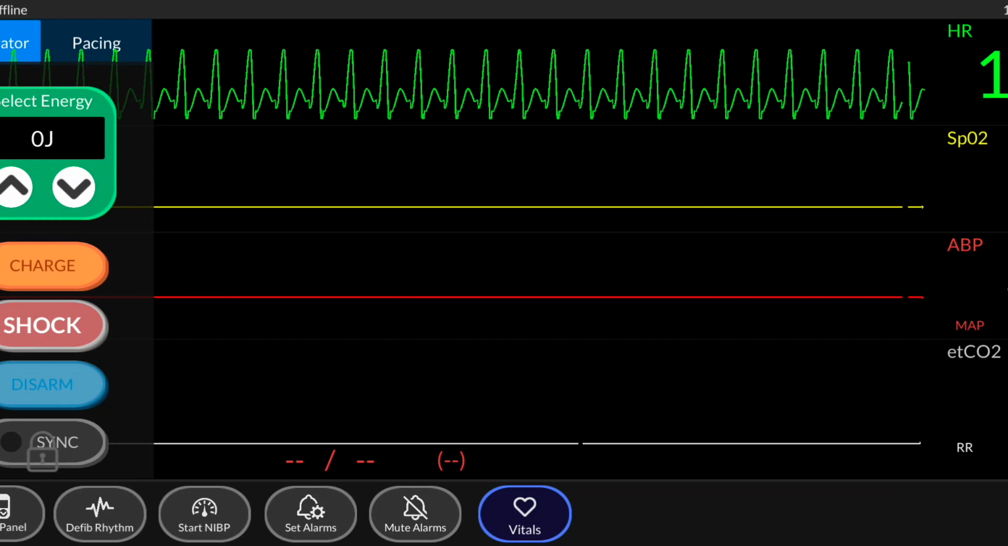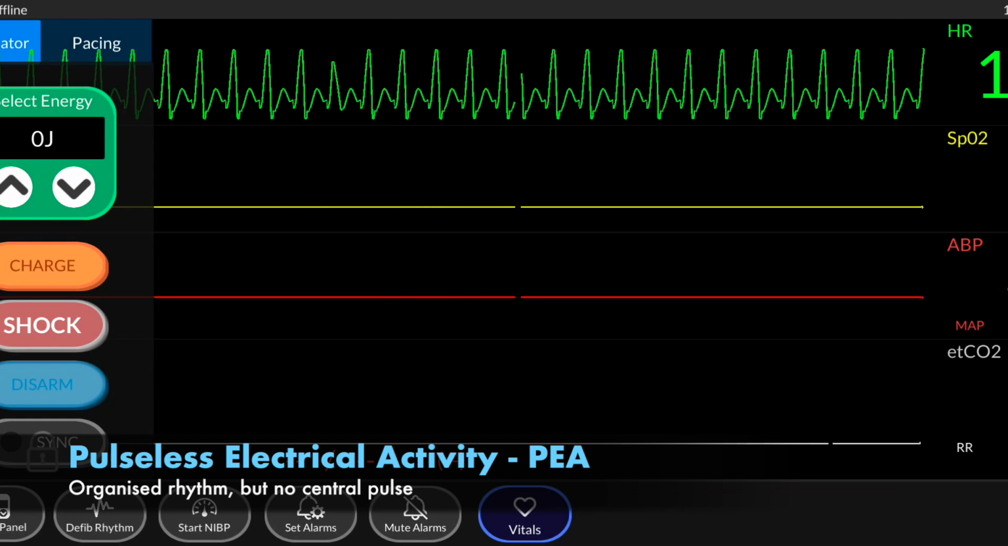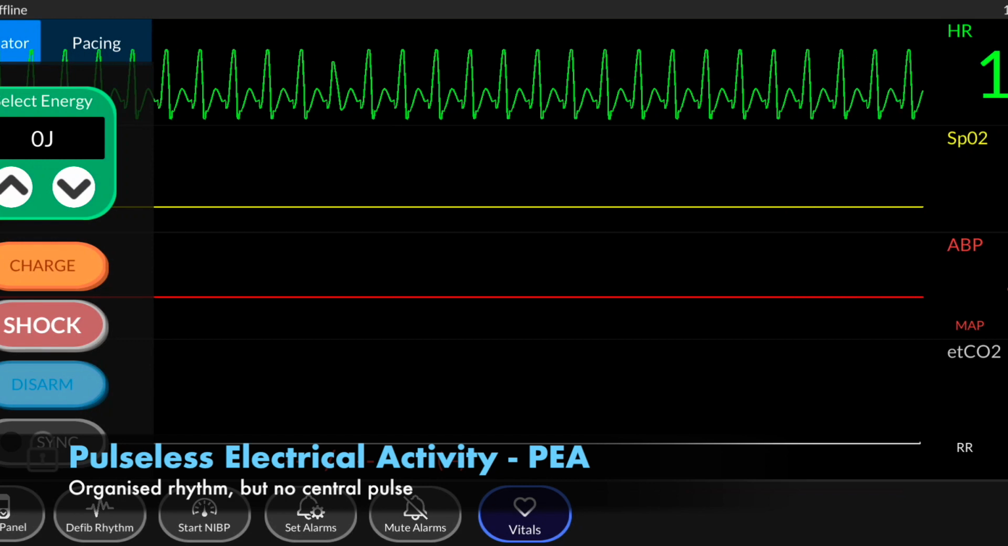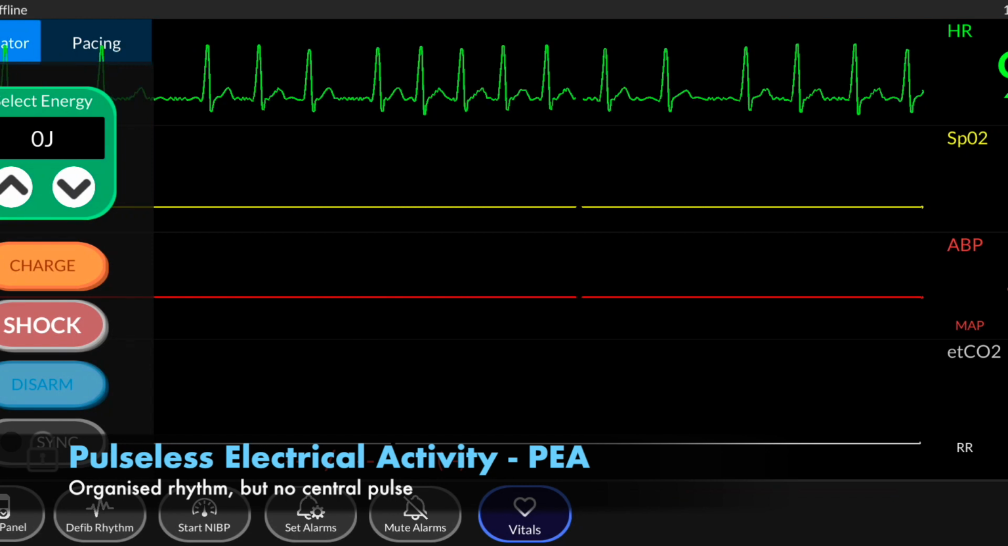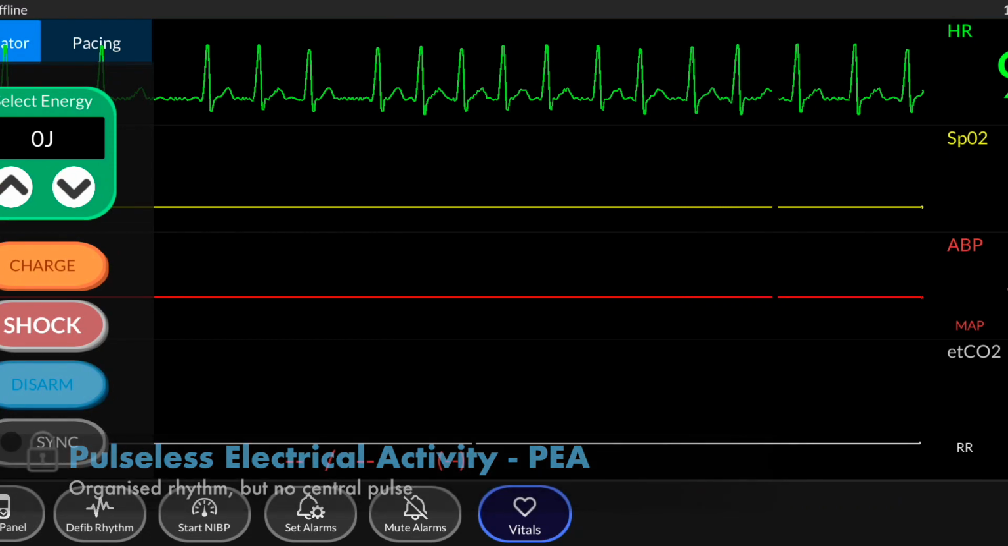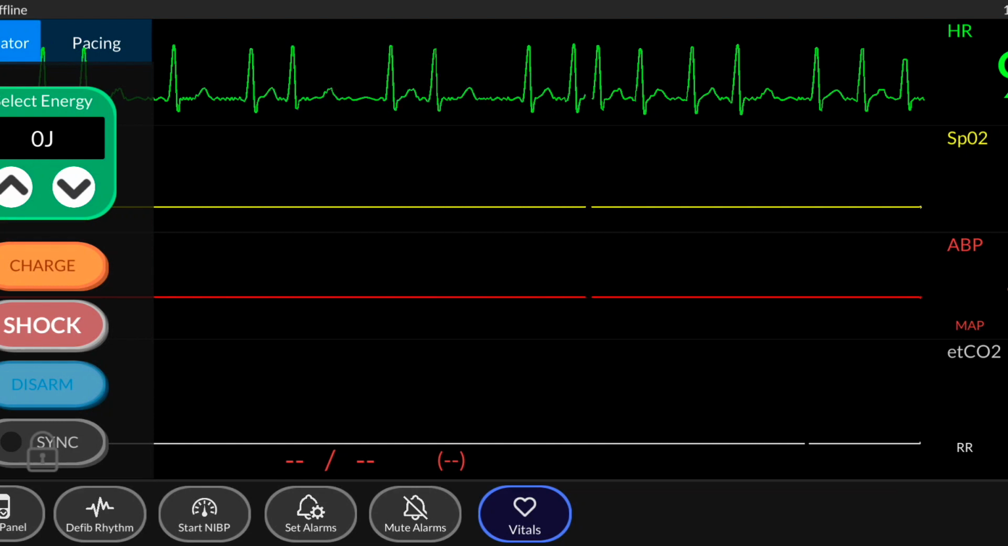What is pulseless electrical activity? Whenever you see an organized rhythm, be it like an SVT, atrial fibrillation, ST-T changes or whatever, and the central pulse is absent, there is no electromechanical coupling and that constitutes pulseless electrical activity. That means whenever you see an organized rhythm, check for central pulse. If pulse is not there, it is pulseless electrical activity.